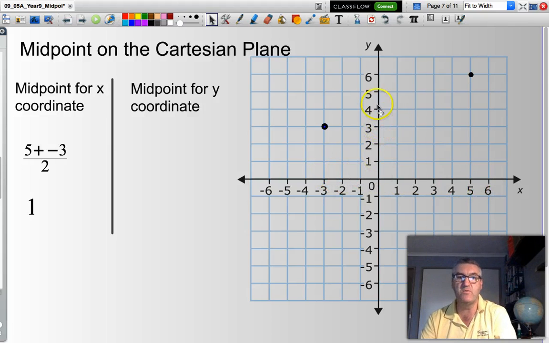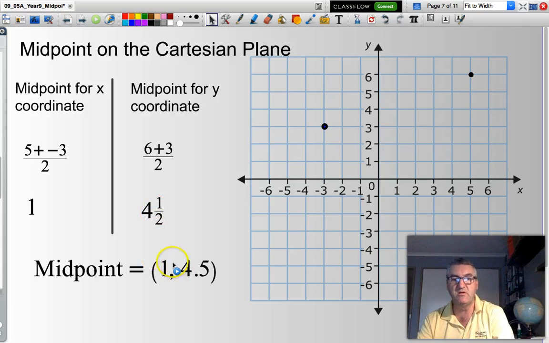Then I need to work on the y direction. The value of y for this point is 6. The value of y for that point is 3. I need to add those two together, divide by 2, and the midpoint will be 4 1/2. So I could say the midpoint is 1, 4.5. The value of x is 1, the value of y is 4.5, and that there is the midpoint between this one and this one here.